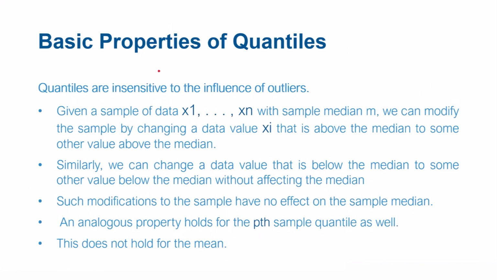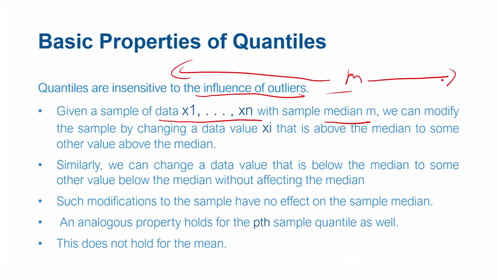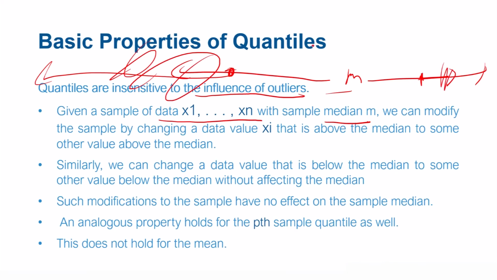There is another very useful property of quantiles that is often employed: these quantiles are insensitive to the influence of outliers. Suppose in a given sample of data x1 to xn with a sample median m, I replace any value lower than the median, or any value higher than the median, by mistake with a very low or a very high value. As long as the values are not switching sides, the median will remain unchanged. So such modifications will not have any effect on the sample median.